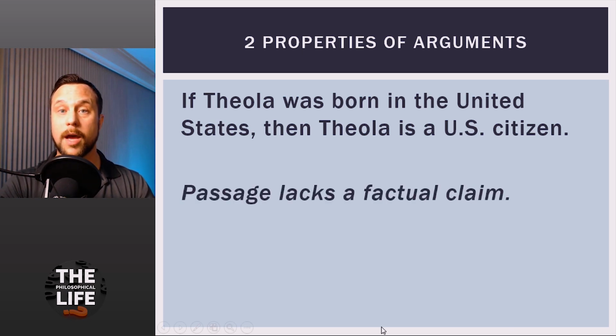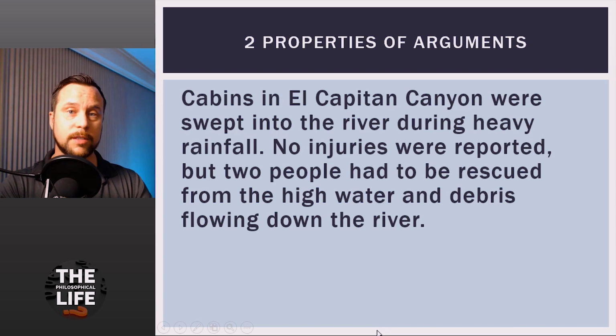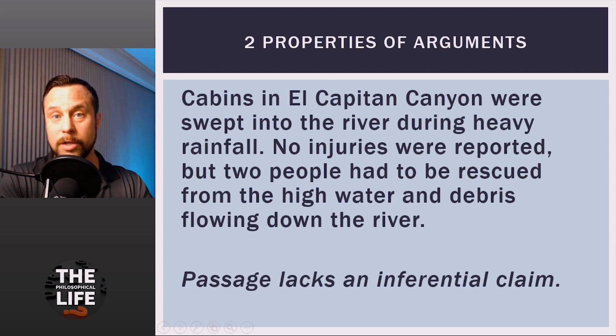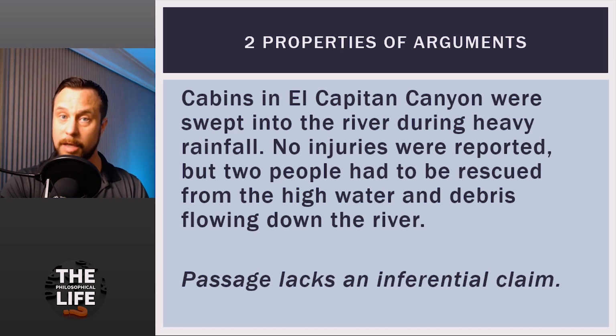Now let's take a look at another passage and see what it's lacking. Cabins in El Capitan Canyon were swept into the river during heavy rainfall. No injuries were reported, but 2 people had to be rescued from the high water and debris flowing down the river. Now this, as you may have guessed, lacks an inferential claim. That is, it's not claimed that one or more of these statements is supporting another statement, namely the conclusion. Instead, you have simply a description of what happened.